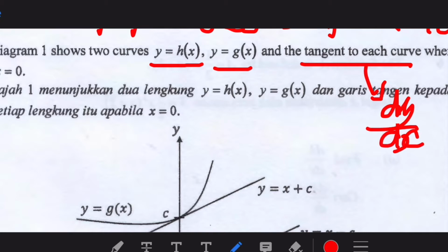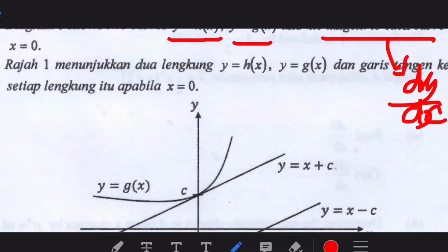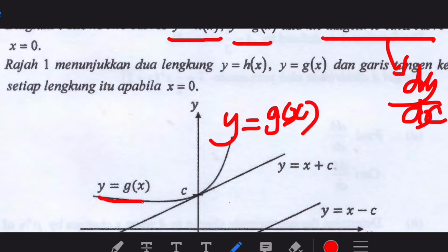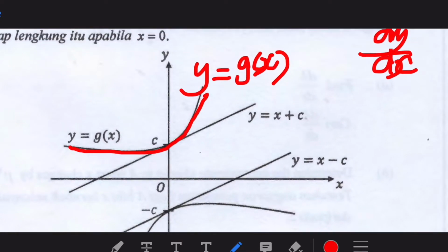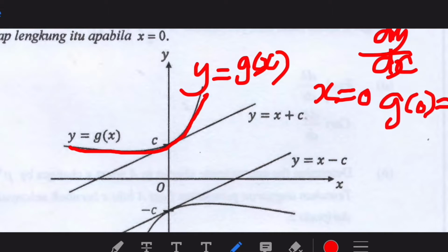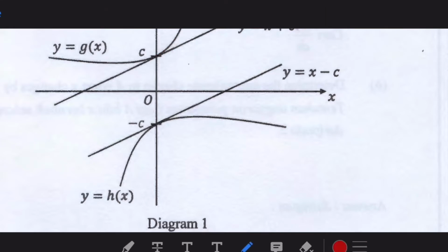y equal to h(x) and y equal to g(x) are two curves, and the gradient of the function is actually dy/dx. So let's have a look at the curve. y equal to g(x), I will use a red color to show you, is the curve of the function. And when x is 0, g(0), meaning you substitute x equals 0 into y, so you get the y-intercept. So g(0) means the y-intercept is positive c.